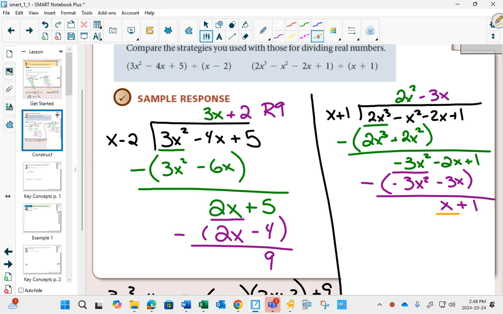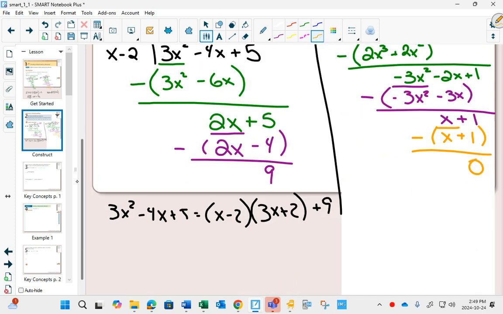Next color, I'm going to go to orange. Now it's an x. Is there anything I can multiply x by to get an x? A 1. 1 times x is x. x times 1 is plus 1. Put it in brackets and subtract, and everything goes away, and there's no remainder.